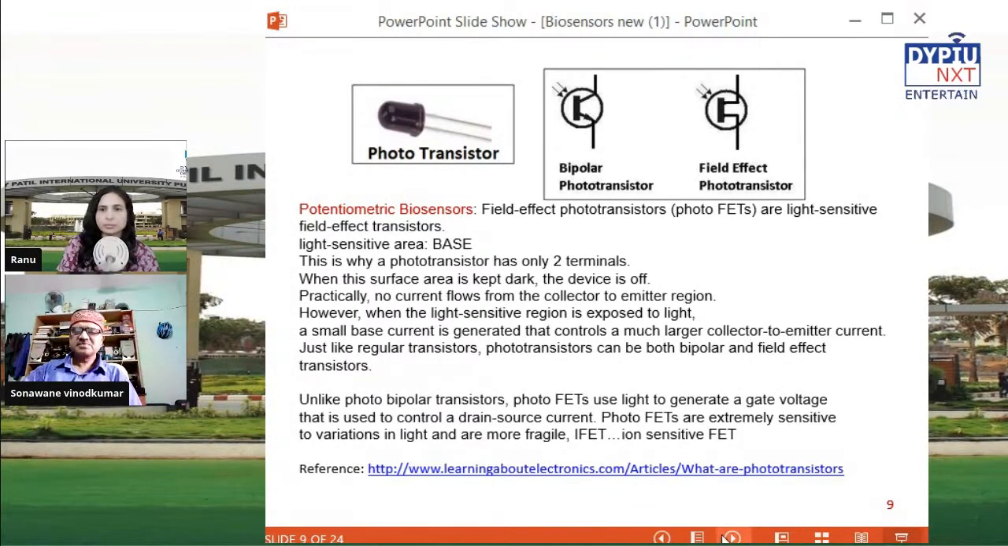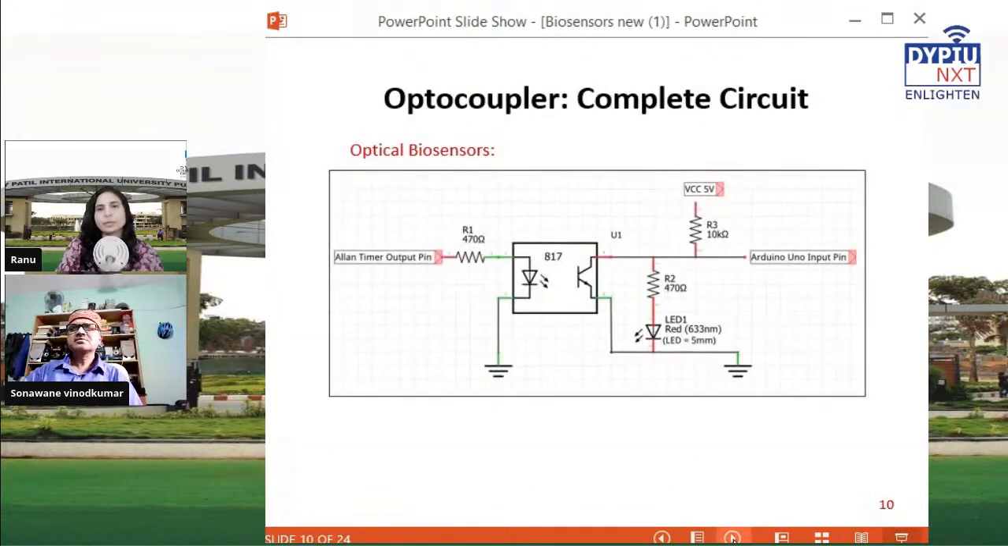Okay, next. Optocoupler is again a special kind of design. It is a complete circuit. See here, in this circuit, there is the output of a timer. The timer input is given to this device, the optocoupler is directly connected to the output, and we can use the same thing with the Arduino board.